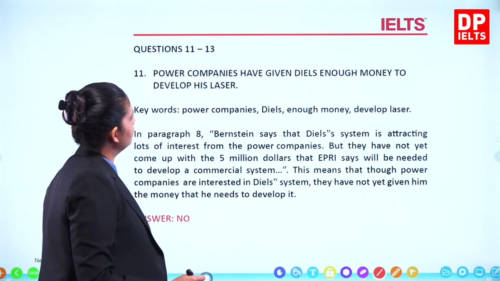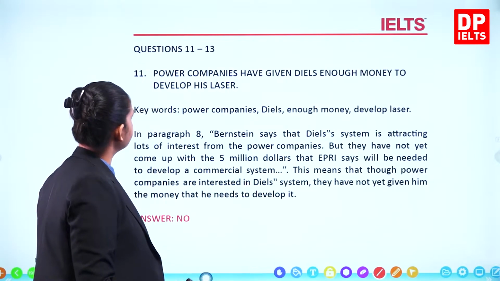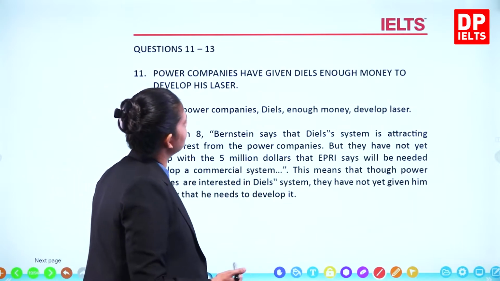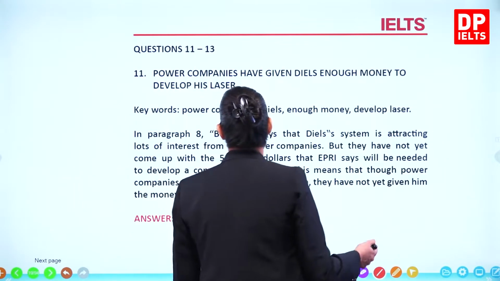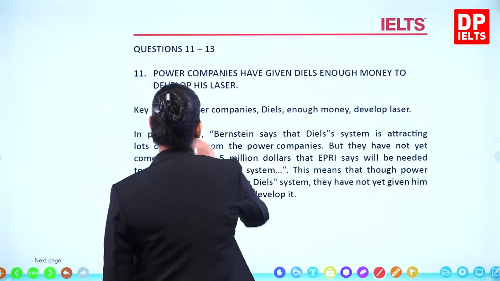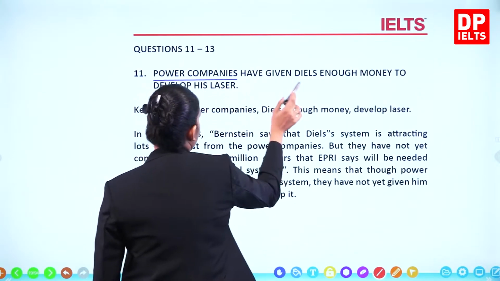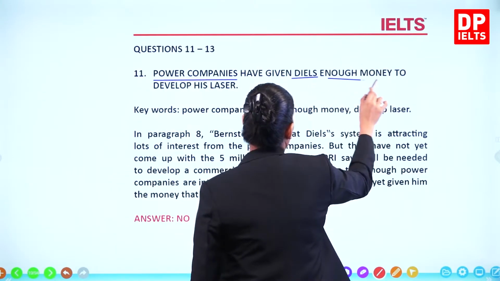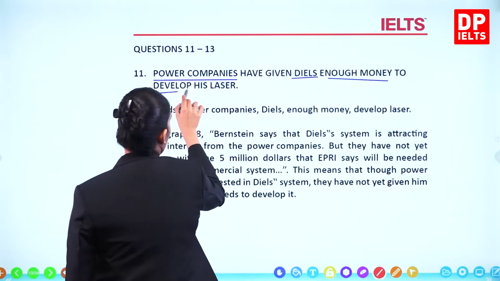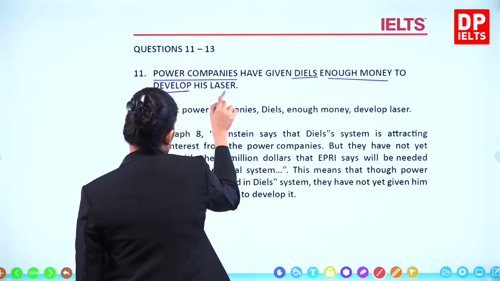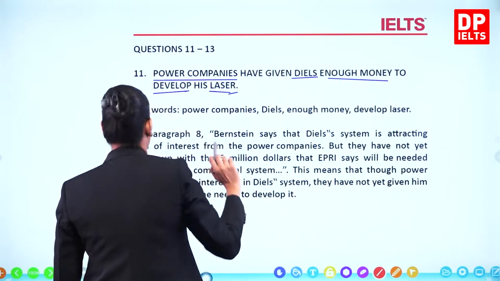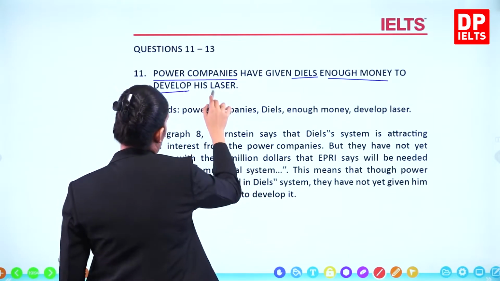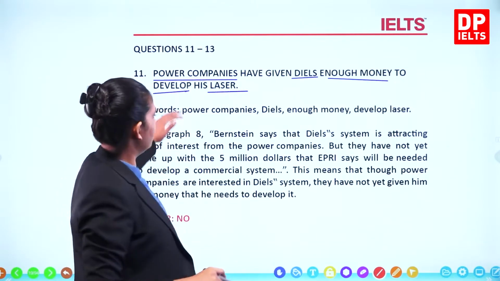Question number 11 to 13, right? Power companies have given Diels enough money to develop his laser. So what are the keywords? Power companies, Diels, enough money to develop laser. Okay? Right. So these are your keywords.